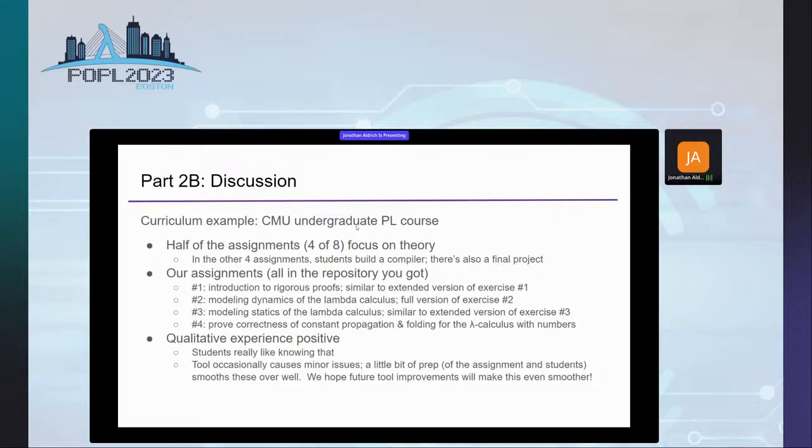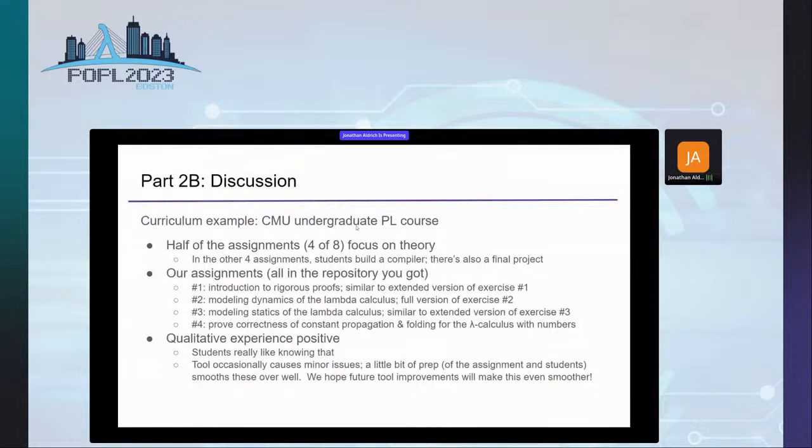And sometimes it is like, oh, here's an issue with the tool, but usually it gets back to, oh, here are some interesting problems with the way they formulated the proof. And so I feel like the tool causes some frustrations, but those frustrations push them in the direction of learning something. Obviously this is my qualitative experience, but I think it's pretty positive. There are some minor issues with the tool. Make sure you do the assignment first to hit those and consider students around them. But with a little prep of the assignment and students, you can smooth these over pretty well.